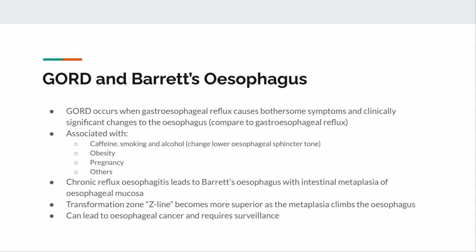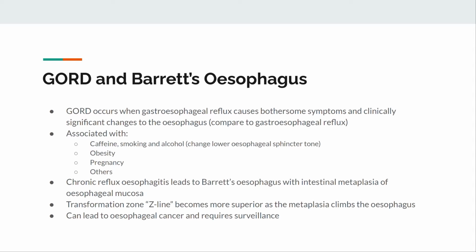The chronic reflux of GORD, the esophagitis from that leads to Barrett's esophagus, where you get this intestinal metaplasia of the esophageal mucosa. And the Z line, which differentiates the squamous cells from the intestinal cells, the columnar cells, climbs higher as you get this metaplasia going from the cells at the junction, climbing up the lower third of the esophagus. And that area is where you can get cancer happening in the future.